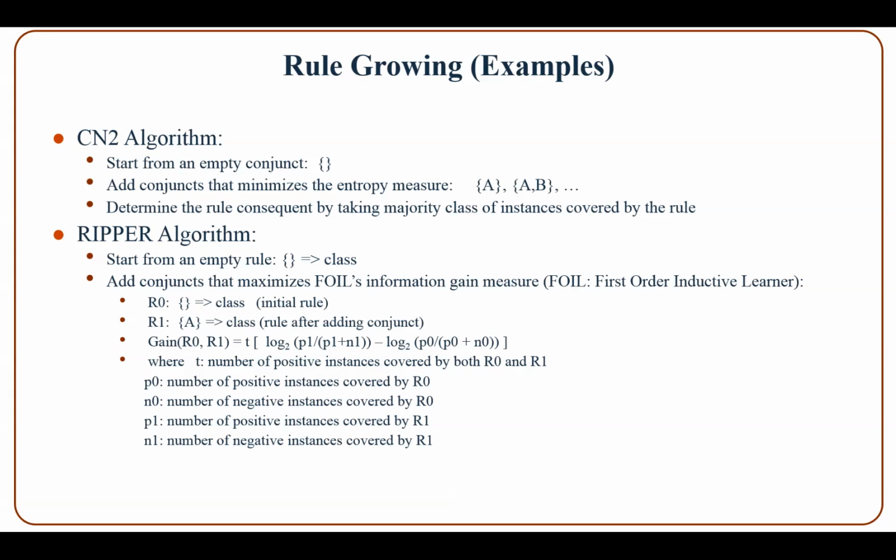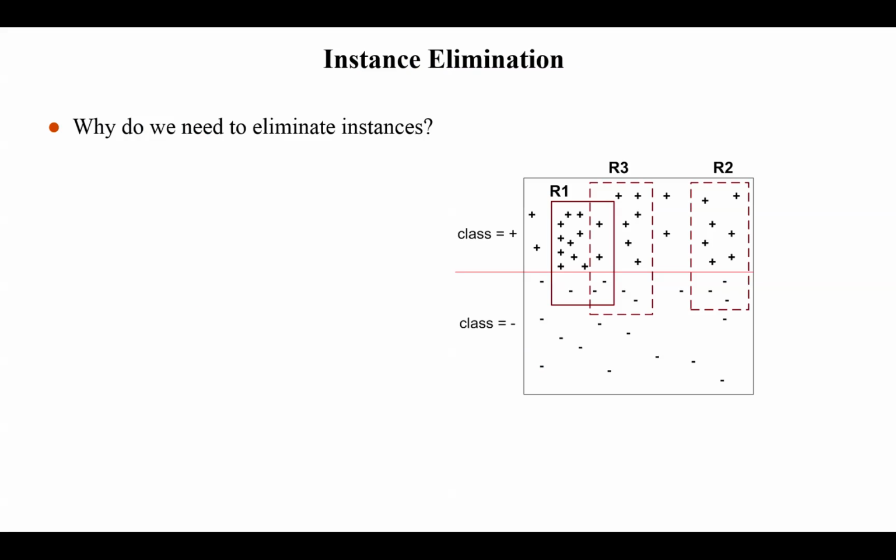Here are two examples of rule growing. In the CN2 algorithm, start from an empty conjunct and then add conjuncts that minimize the entropy measure, and determine the rule consequent or the label by taking the majority class of instances covered by the rule. In the Ripper algorithm, also start from an empty rule and add conjuncts that maximize FOIL's information gain measure. After a rule is extracted, the sequential covering algorithm must eliminate all the positive and negative records covered by the rule, or otherwise the next rule is identical to the previous rule.